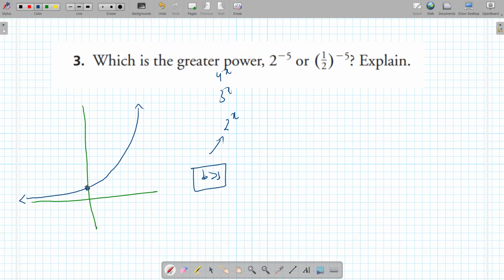It always goes through the y-intercept of 1. All of these: 100 power x, 10,000 power x, pi power x. All of these go through the y-intercept of 1. And as long as that base is bigger than 1, it's going to be an exponential growth. Similarly, when the base is less than 1, like this.